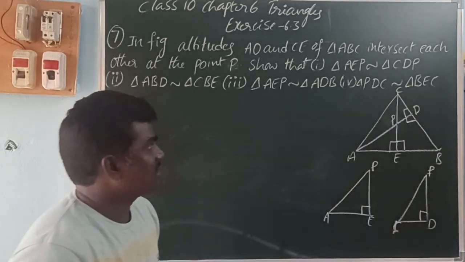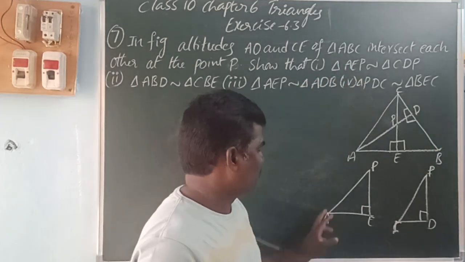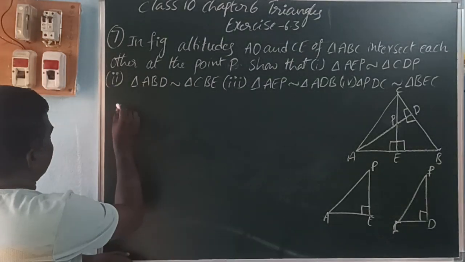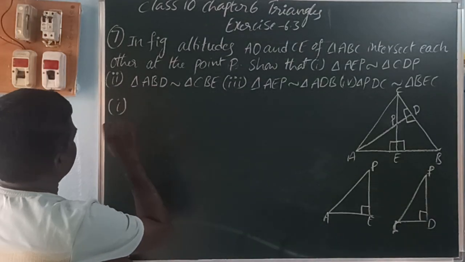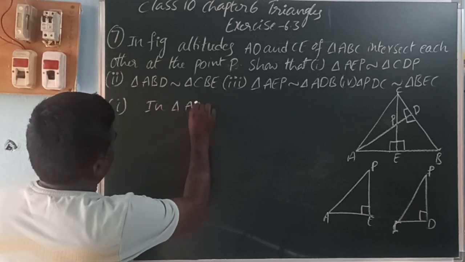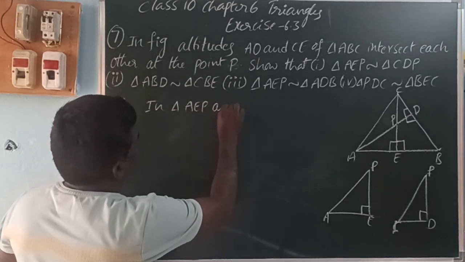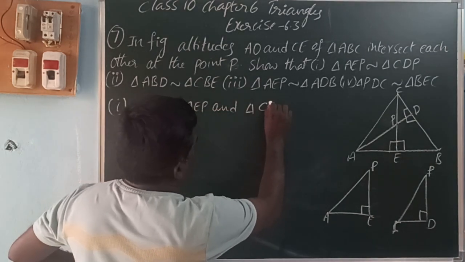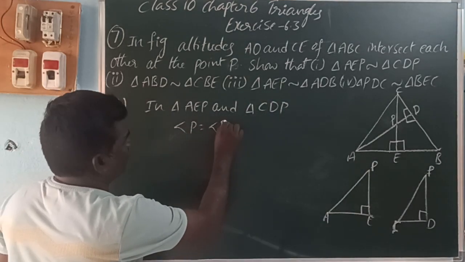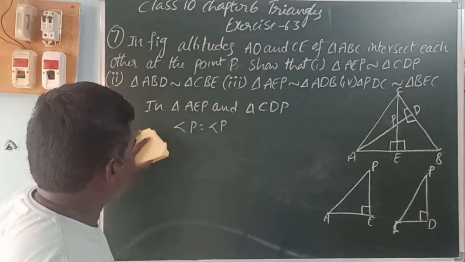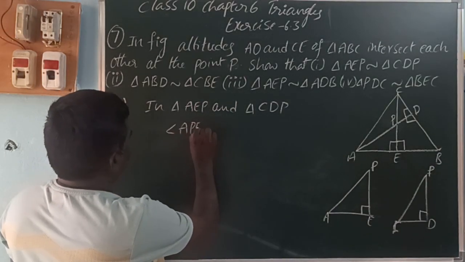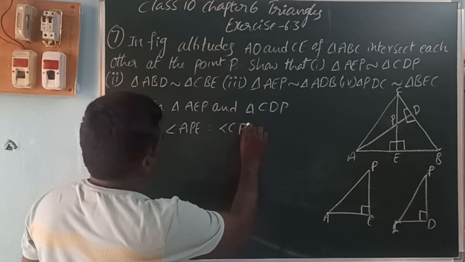So in these two, first they ask that triangle AEP is similar with triangle CDP. So in triangle AEP and triangle CDP, in these two triangles, angle P is common. Angle APE is equal to angle CPD.